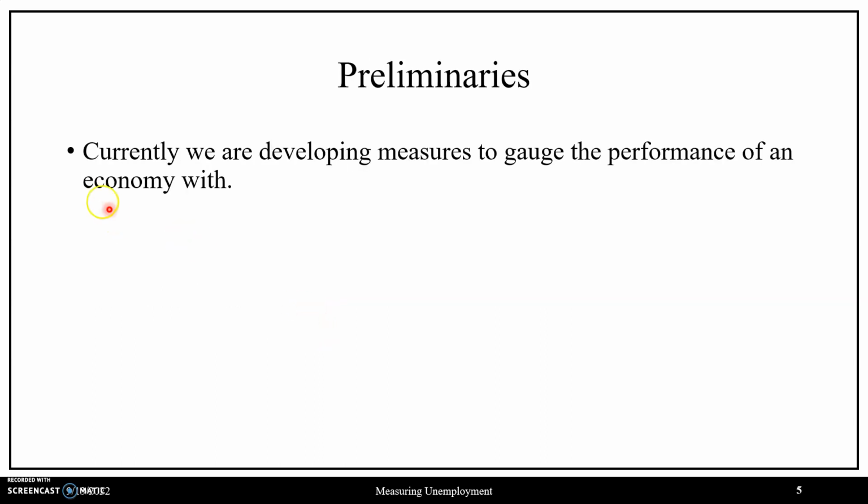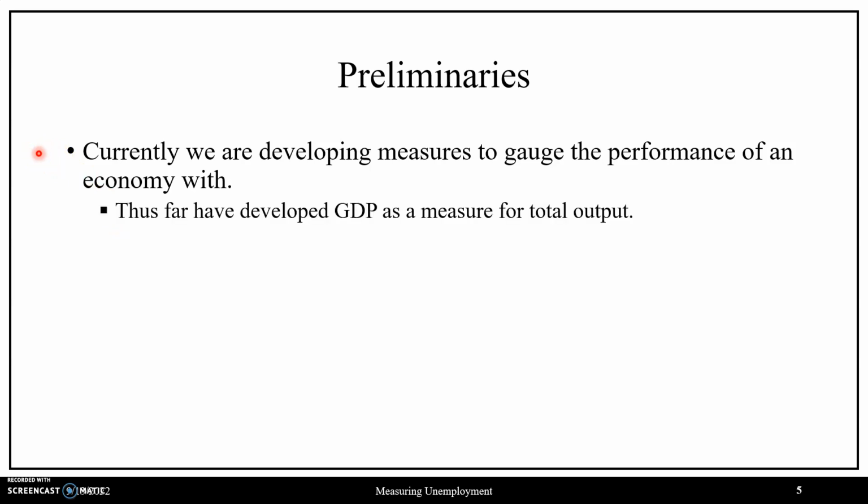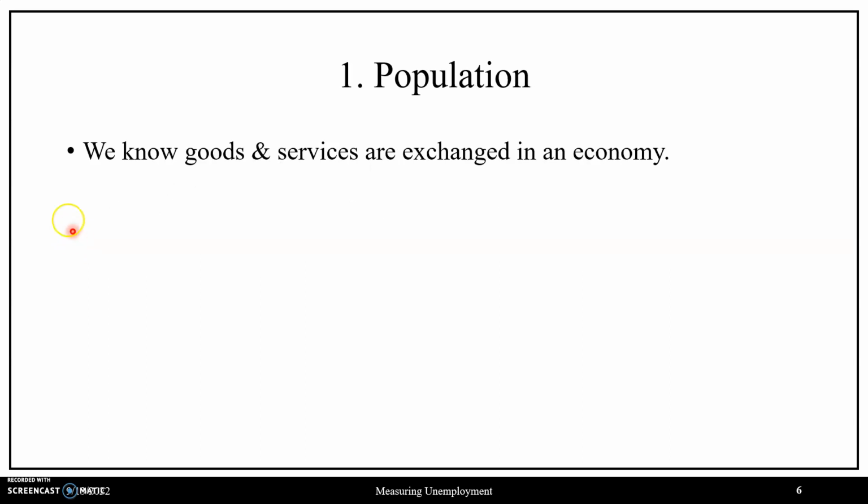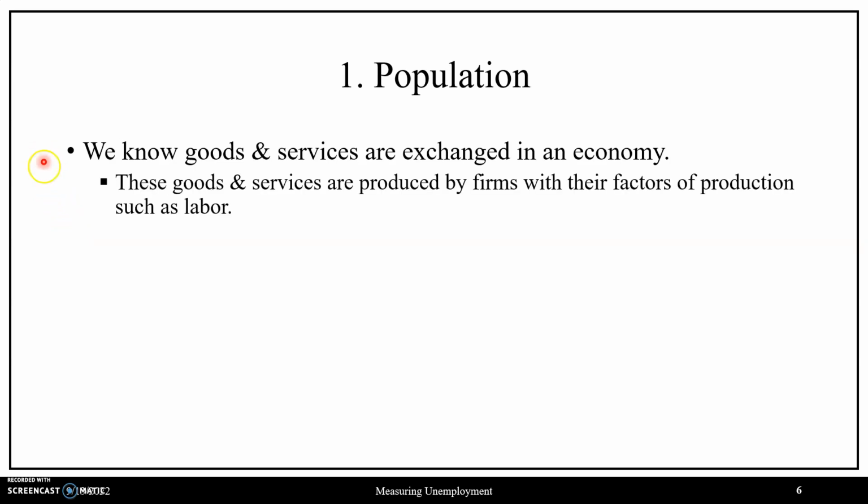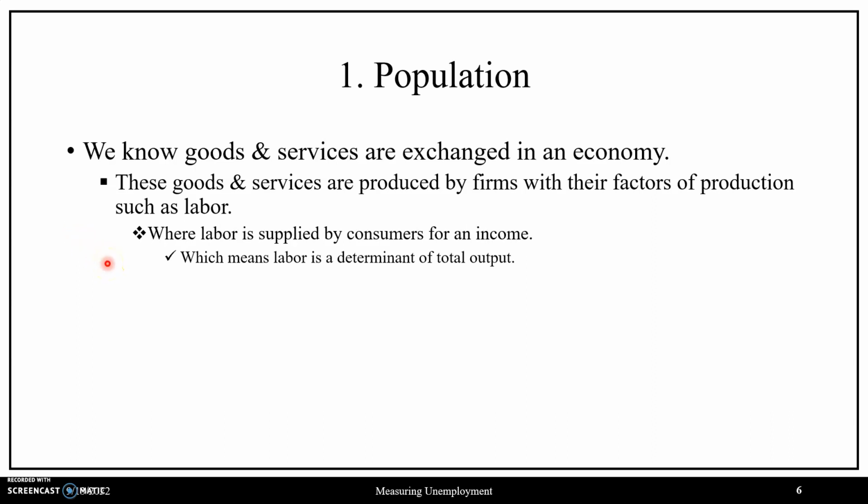With all this in mind, beginning with some preliminaries, currently we are developing measures to gauge the performance of an economy, where thus far we have developed GDP as a measure of total output. Now we are interested in a measure for labor utilization, in which we know goods and services are exchanged in an economy in the product markets, where these goods and services are produced by firms with their factors of production such as labor, where labor is supplied by consumers in exchange for an income process. What this means then is that labor is a determinant of total output.